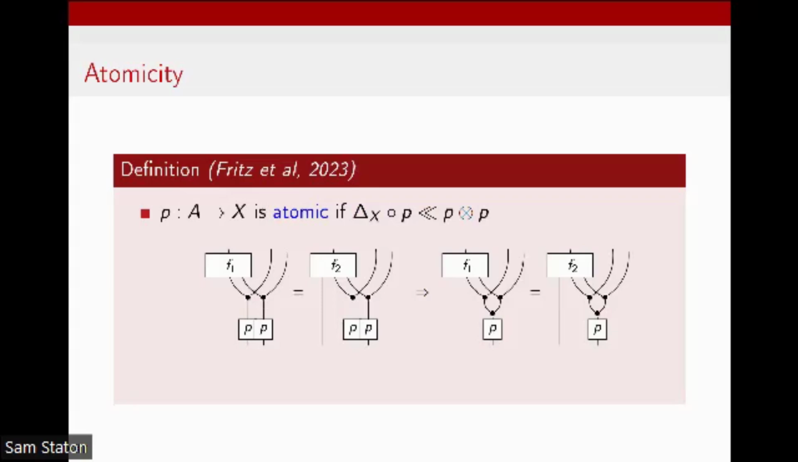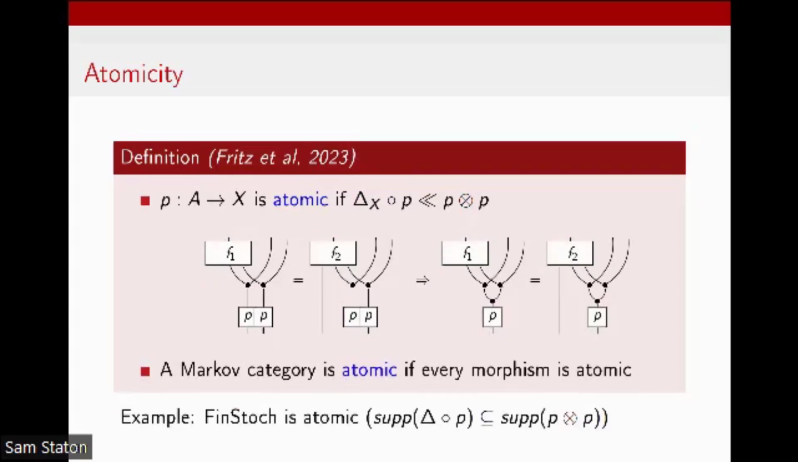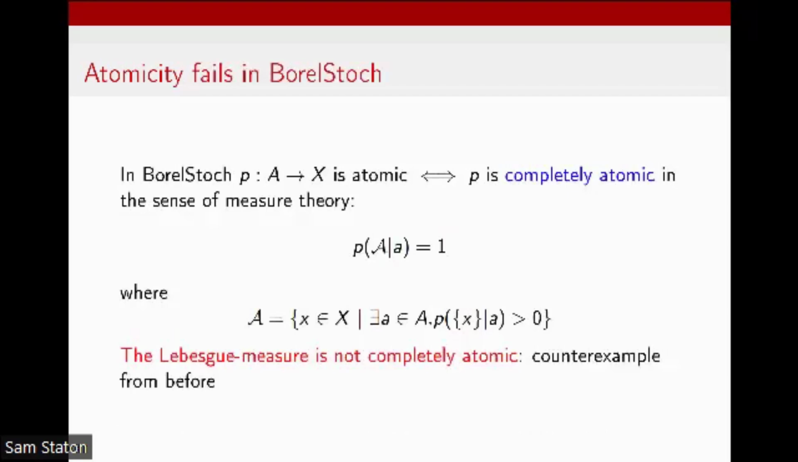So what is the intuition behind this axiom? I have to say that a Markov category is atomic if every morphism in the Markov category is atomic. FinStoch is such an atomic Markov category, intuitively because the support of copy after P is contained in the support of P tensor P. In general, the relation between supports and atomicity is not this simple, but in this case it really holds because this support inclusion holds. But I claim that, for example, BorelStoch is not atomic.